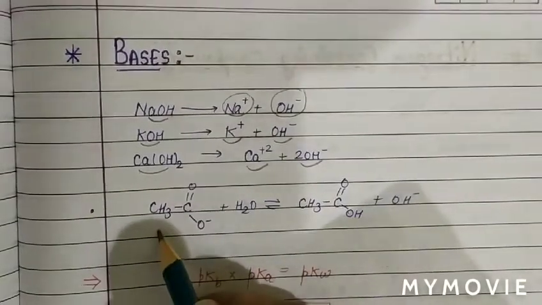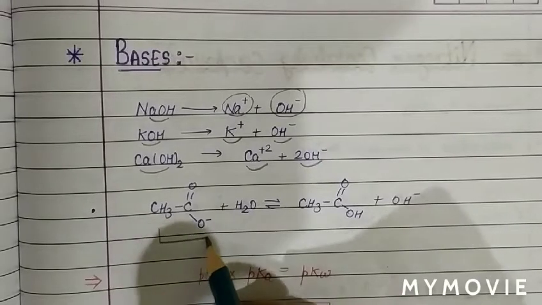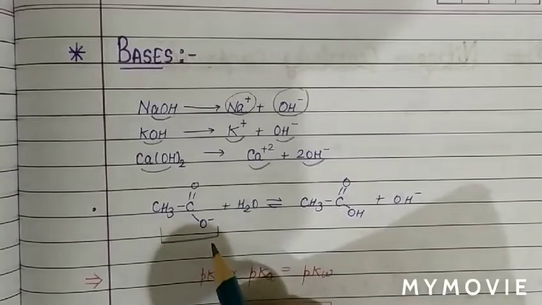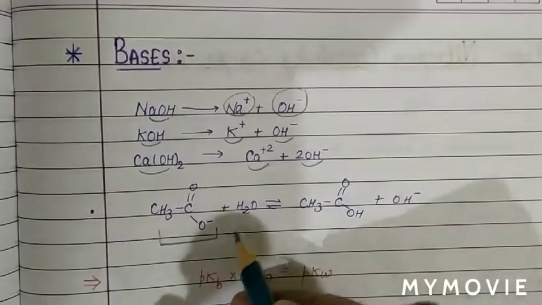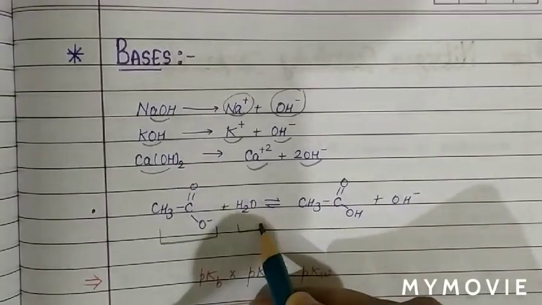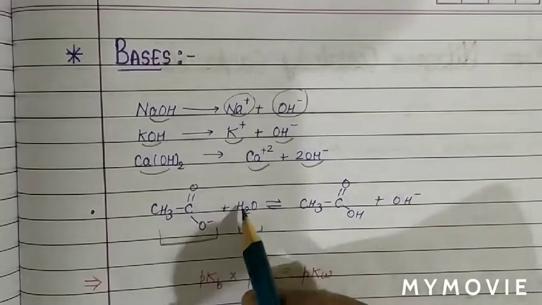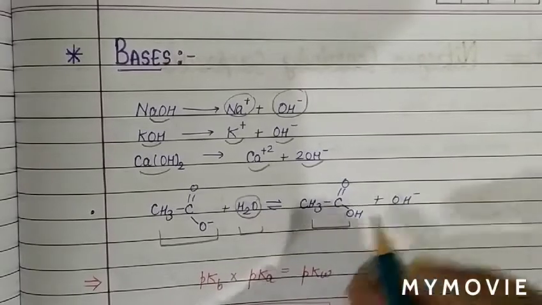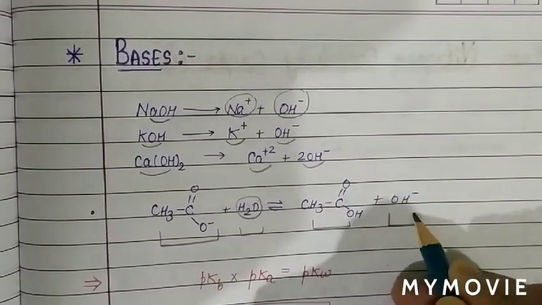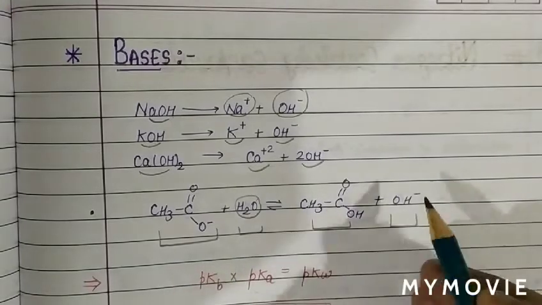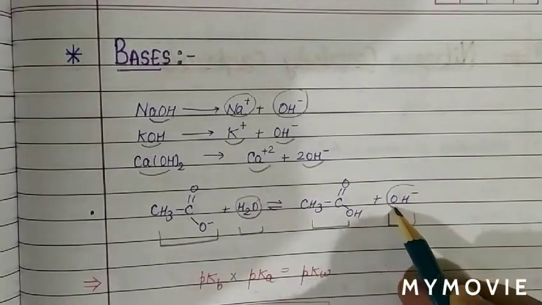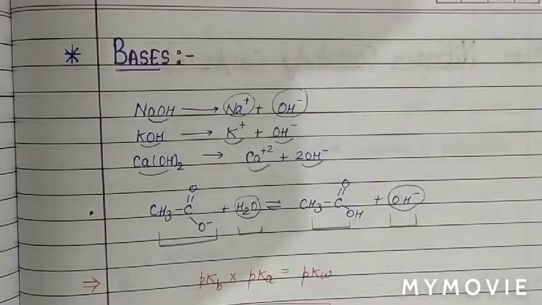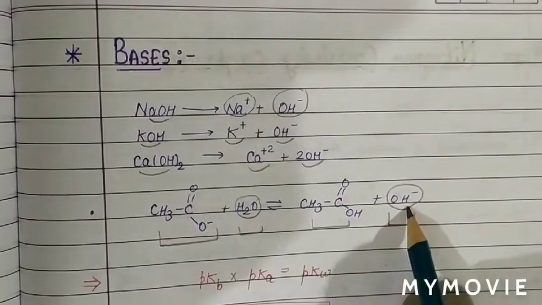As we can see that CH3COO- is acetate ion. So basically CH3COO- is an acetate ion. When this acetate ion is dissolved in water, then acetate ion will gain H+ ion from water and form acetic acid and release OH- ion in the solution. So basically, due to this free OH- ion in the solution, we can say about the basic nature.